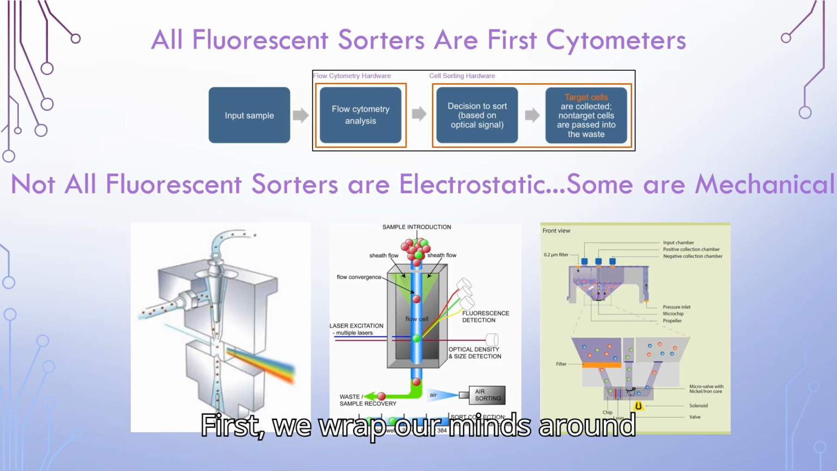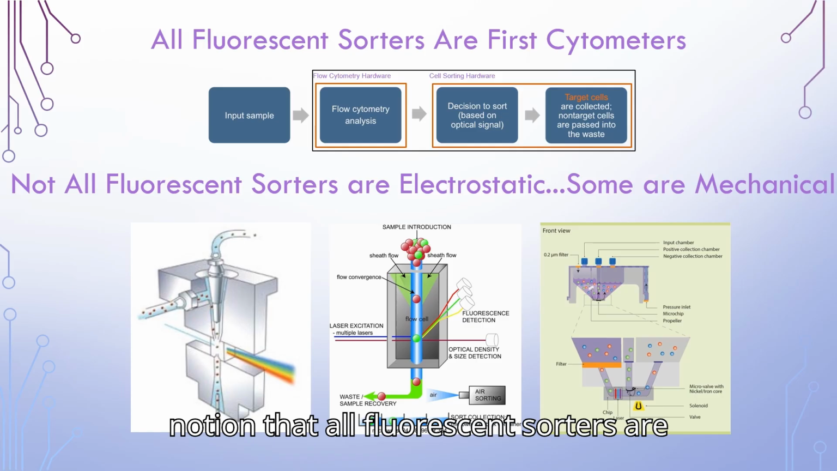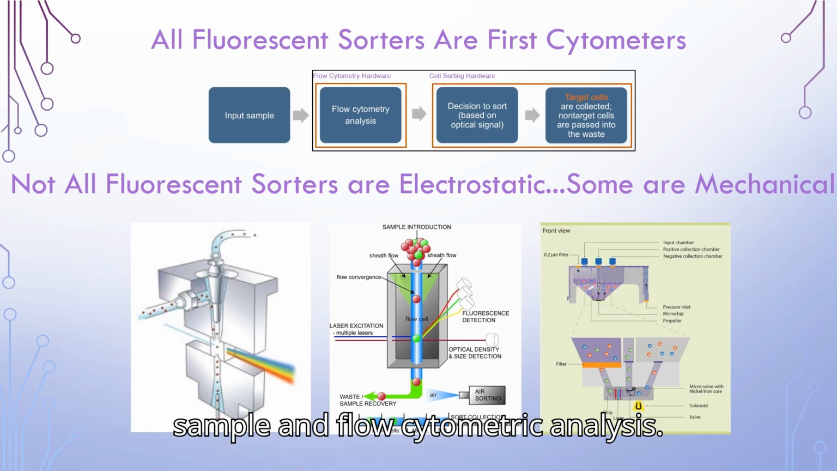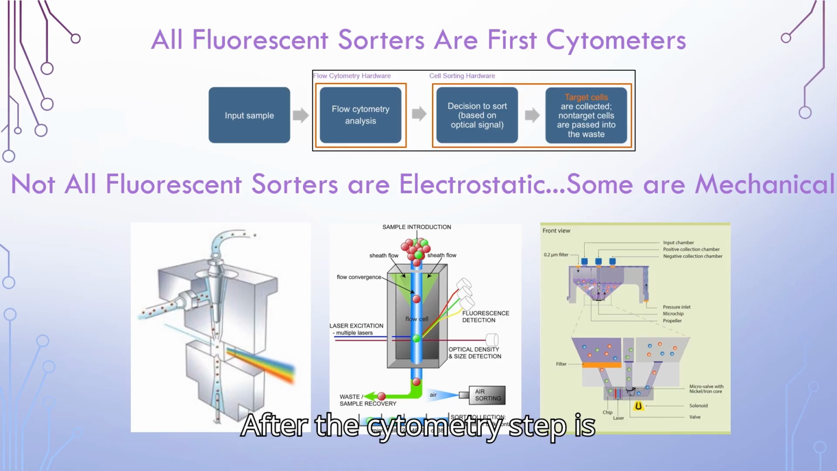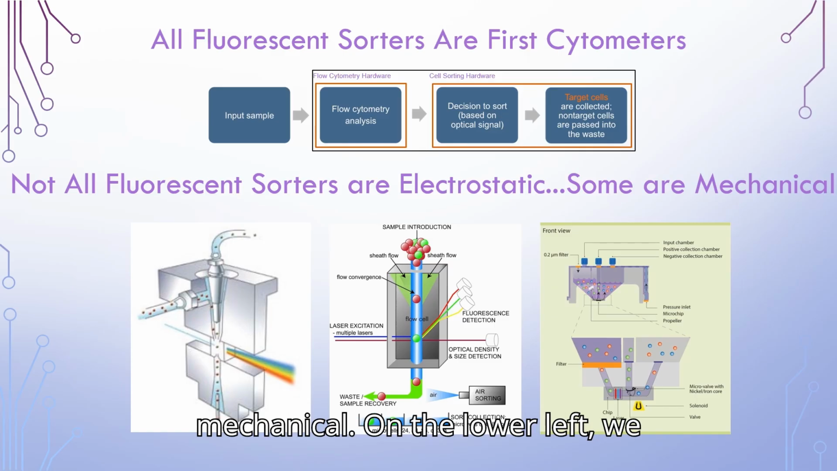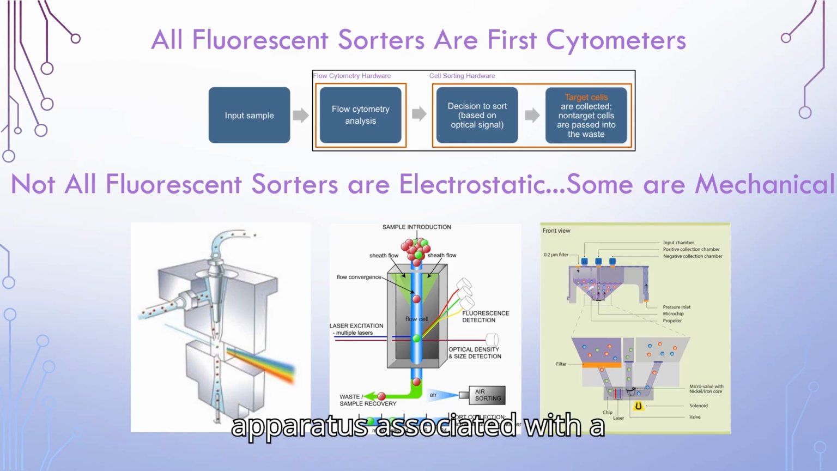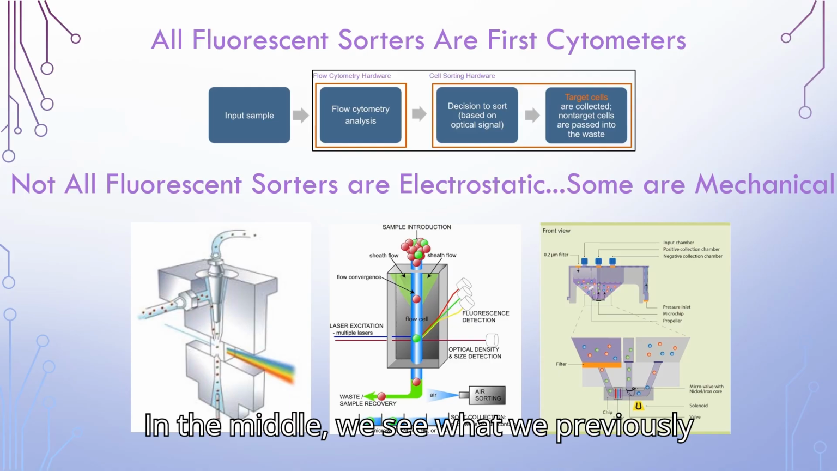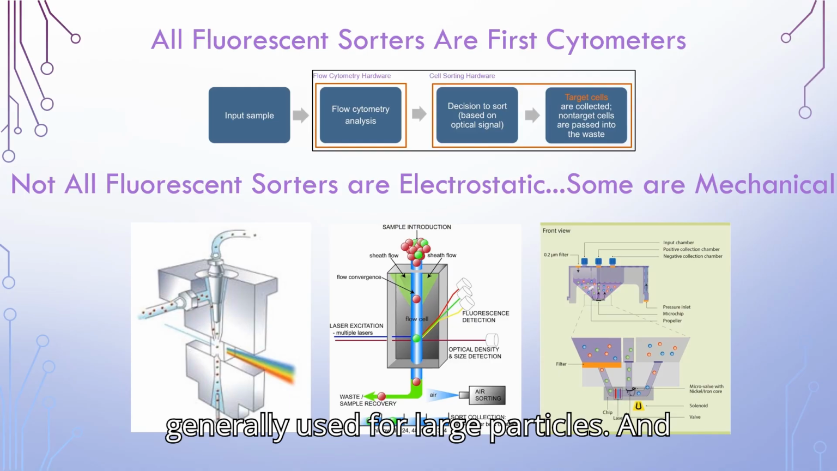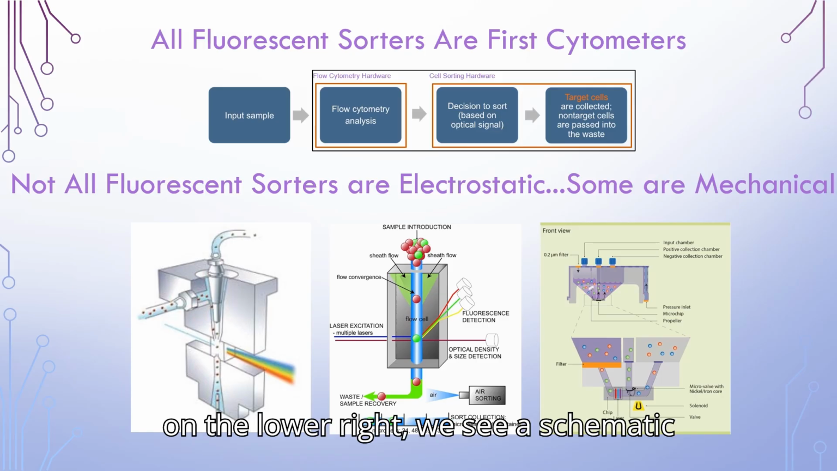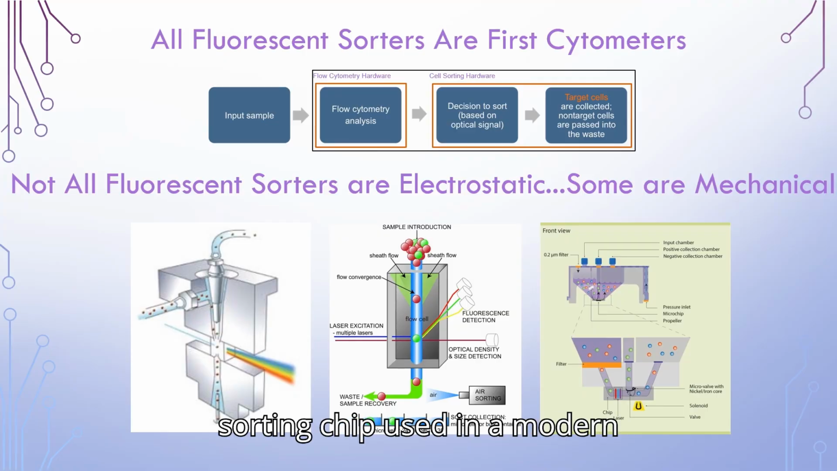First, we wrap our minds around the elements of a cell sorter and what a cell sorter is, starting with the notion that all fluorescent sorters are first cytometers. They require an input sample and flow cytometric analysis. After the cytometry step is completed, the sorting hardware takes over. To that end, not all fluorescent sorters are electrostatic. Some of them are mechanical. On the lower left, we see a gravity mechanical sorting apparatus associated with a legacy analytical flow cytometer. In the middle, we see what we previously described as an air sorting apparatus, generally used for large particles. And on the lower right, we see a schematic representation of a microfluidic sorting chip used in a modern microfluidic sorting instrument.